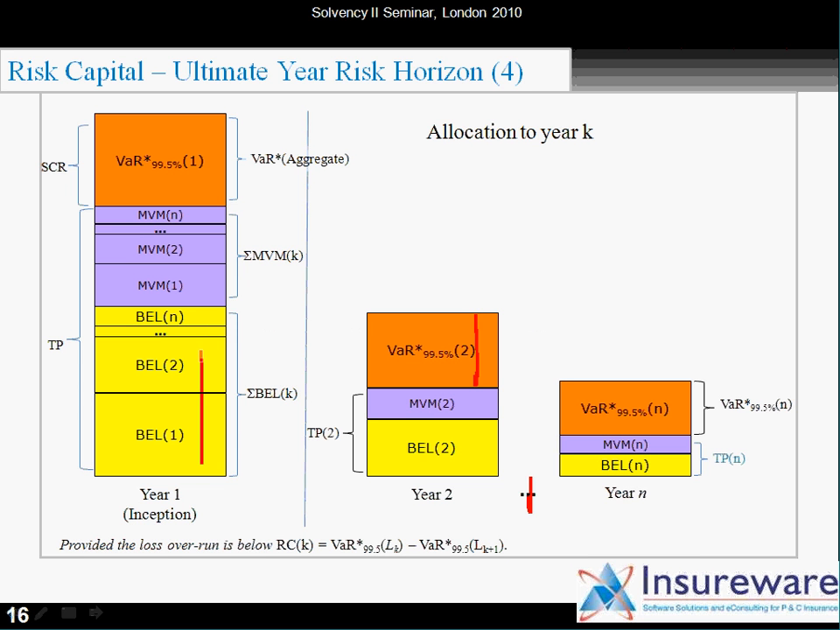So the best estimates are the sum of them. The MVMs are additive, and the SCR, the solvency capital requirement, which is not really based on the ultimate year risk horizon, but that's denoted by SCR in any case, is just the VaR of the aggregate. So the whole idea here is much simpler. Now, how much capital you would release back to the capital providers at the end of the year will depend on your losses so far and how much you really need to retain in your risk fund. Okay? All right.